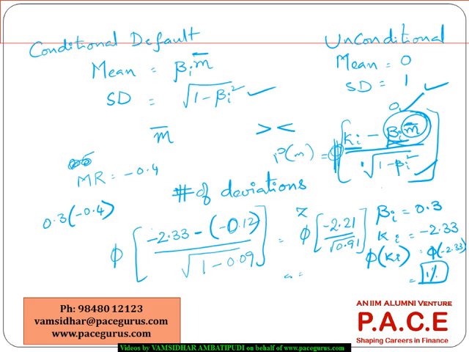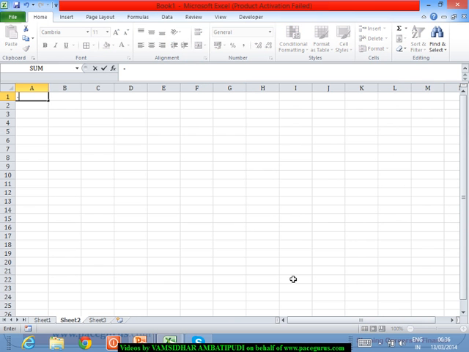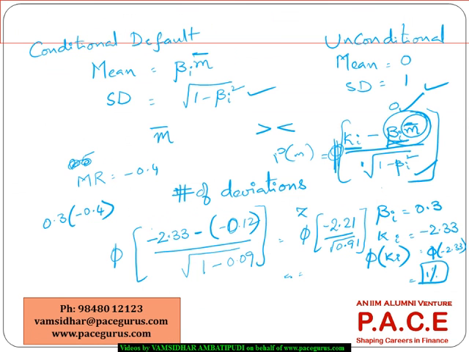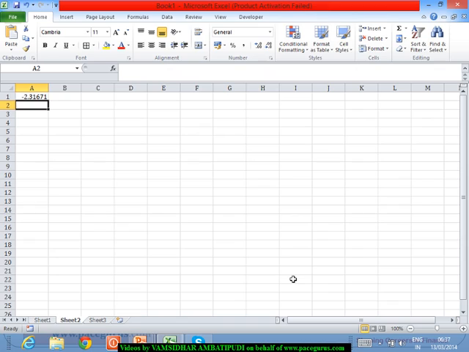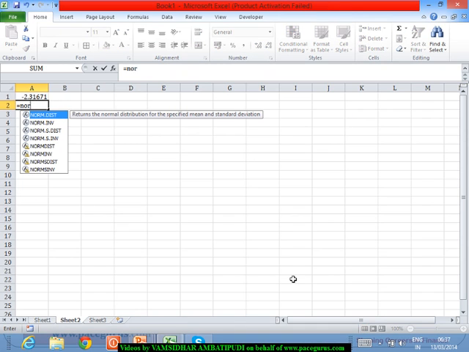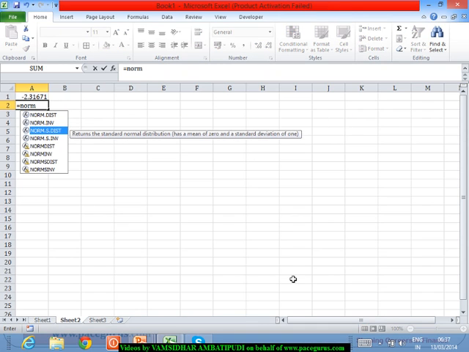Let's see what it is going to come out to in this case. Phi of minus 2.21 divided by square root of 0.91. So minus 2.21 divided by square root of 0.91 is working out to minus 2.31, and I am considering the norm inverse for the same.